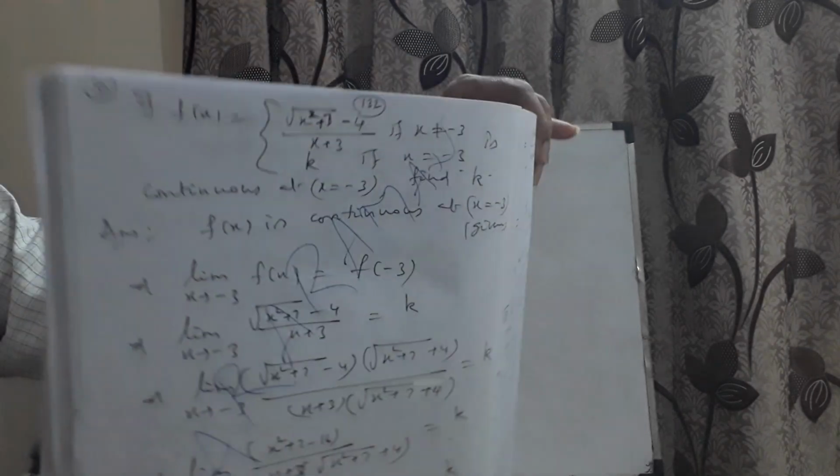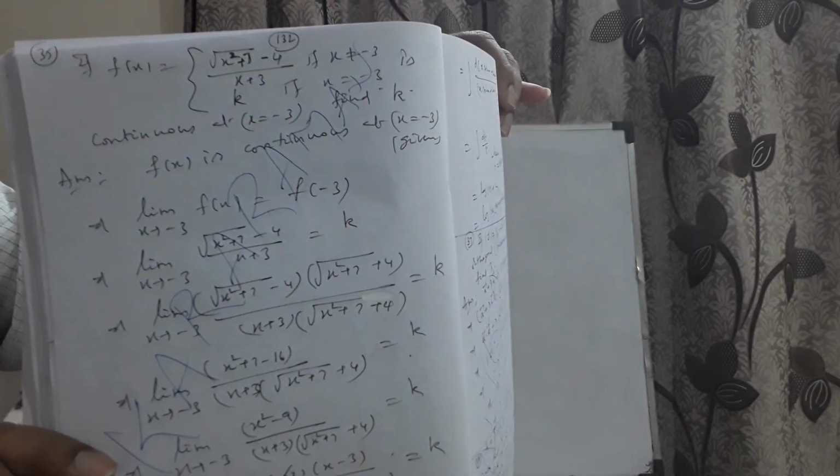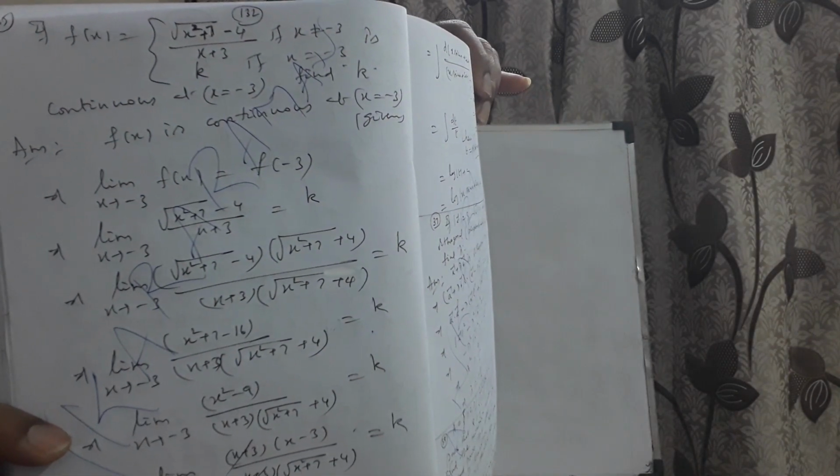Next sum goes like this. If f of x is root of x square plus 7 minus 4 by x plus 3 if x not equal to minus 3, and k if x equal to minus 3, is continuous at x equal to minus 3, find k. This is the question. Just read the question for a while.